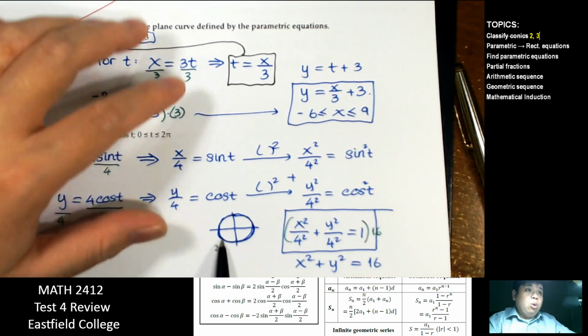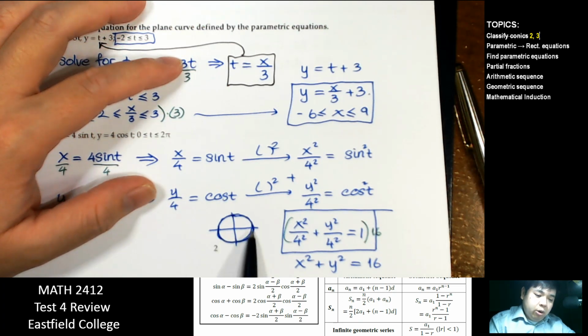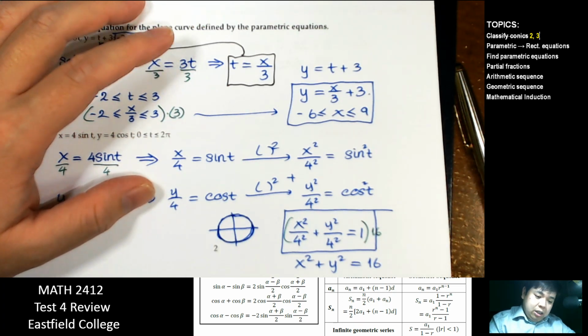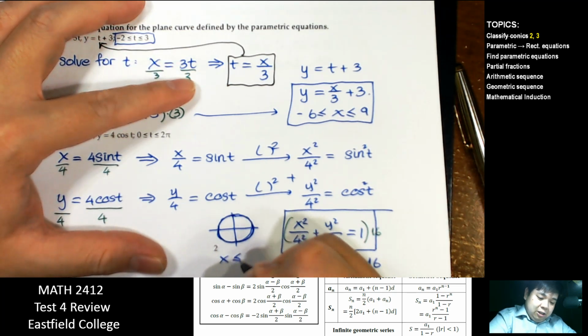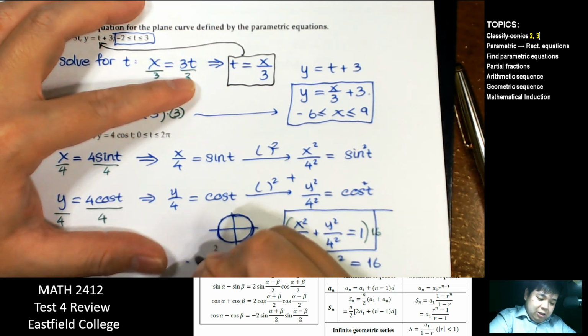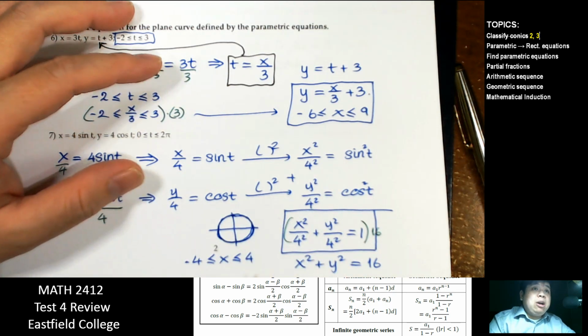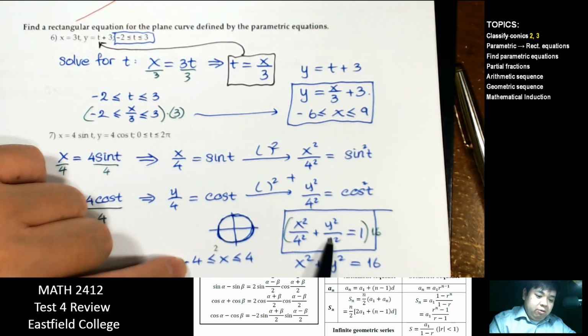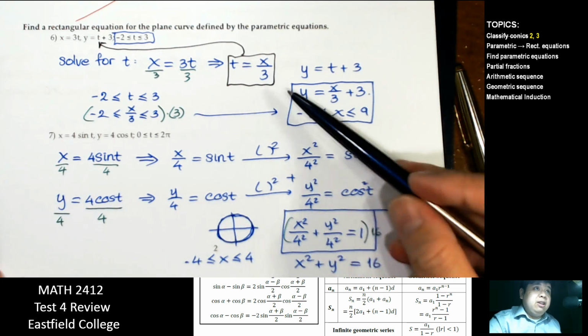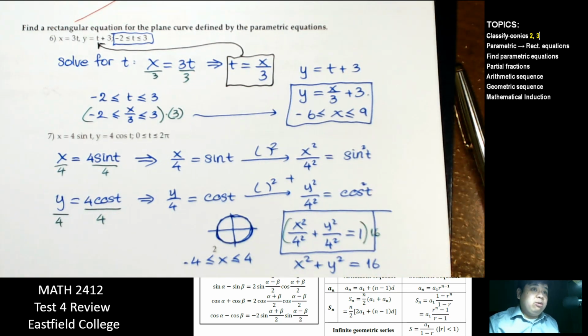So for that circle, we can say x is between negative 4 and 4, and so is y. So the parametric equation, usually we go with the domain for the variable, so we should have the domain for either x or y. Right, so that's the question.